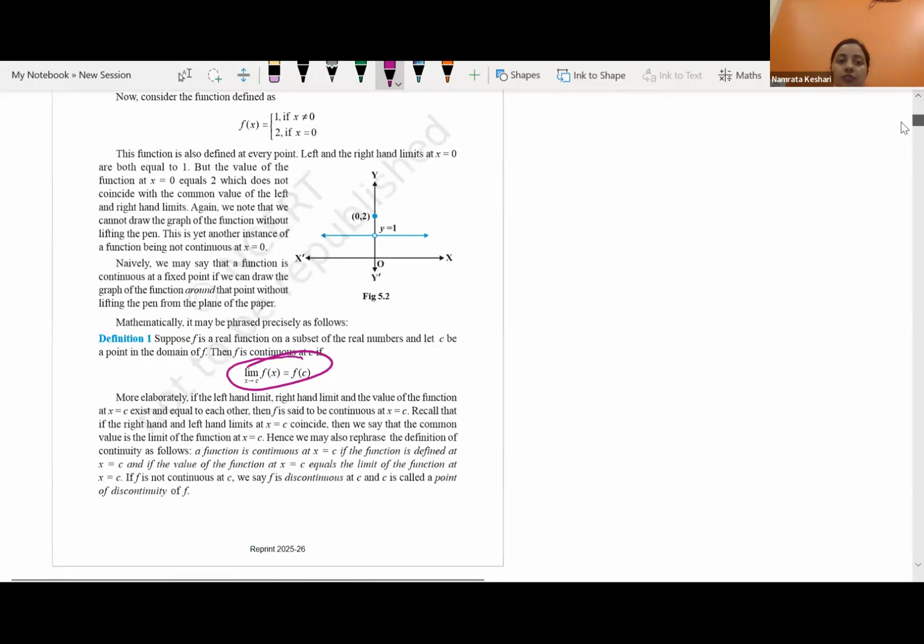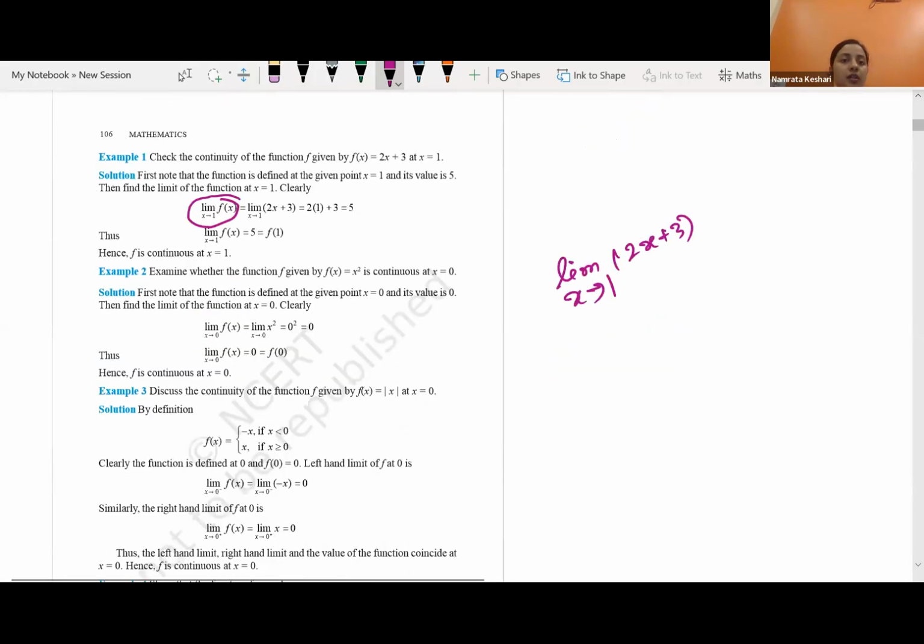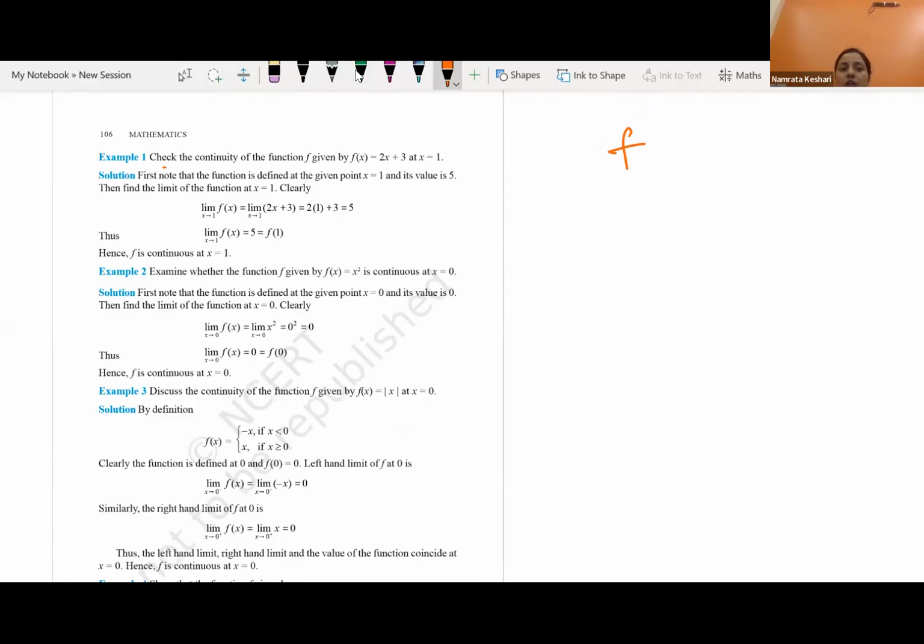For checking the continuity of a function, we have to check the limit at that point, whatever point is mentioned, and we also have to find the function's value at that particular point. Initially, when you solve questions, you will feel that it is very obvious, that every time we will get the same answer. For example, check the continuity of the function f of x equals 2x plus 3 at x equals 1. We are supposed to check whether at x equals 1 the function is continuous or not.